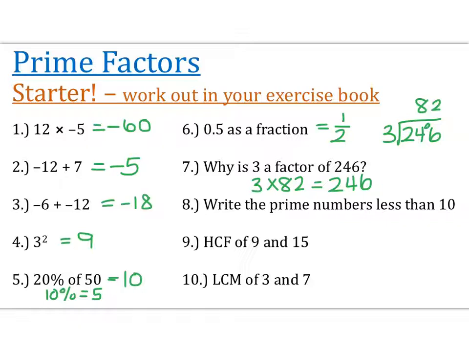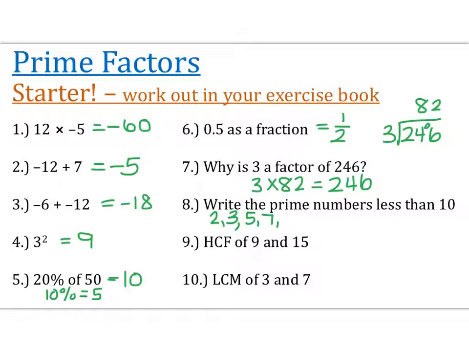Write the prime numbers that are less than 10. All right, let's see. 2 is a prime number and it's less than 10. The next one is 3, but 4 is not a prime number because you can count to 4 by 2. 5 is a prime number. 6 is not a prime number because you can count to it by 2 and 3. So 7 would be the next one. 8 is not a prime number either because you can count to that by 2 and 4. 9 is not a prime number because you can count to it by 3. So that's it. 2, 3, 5, and 7.